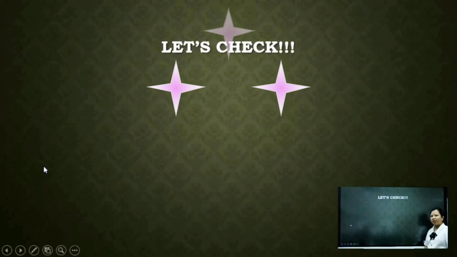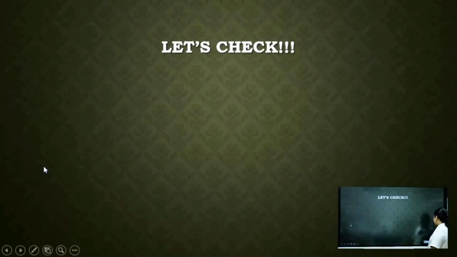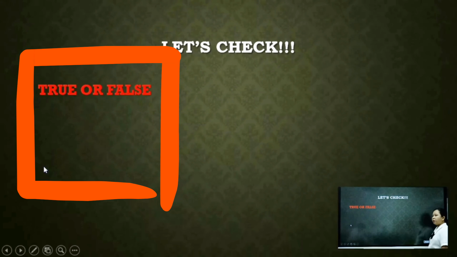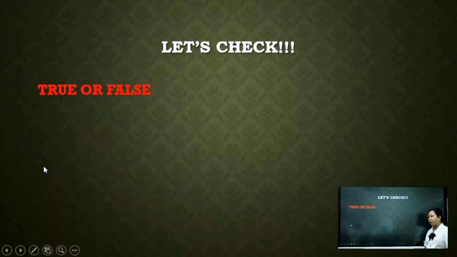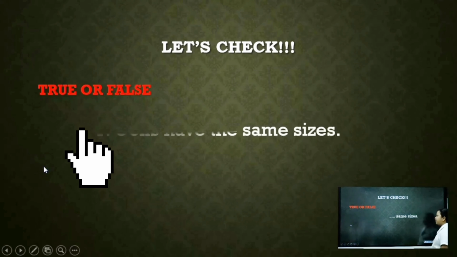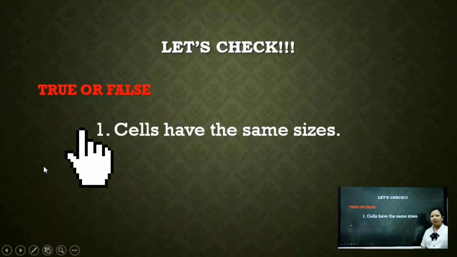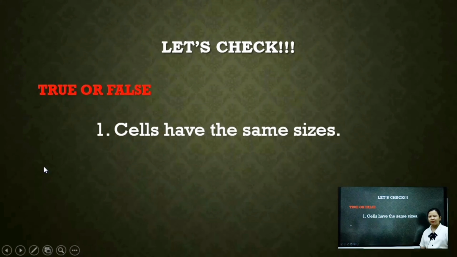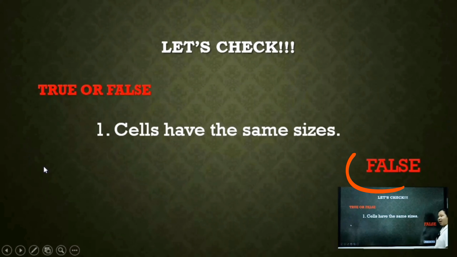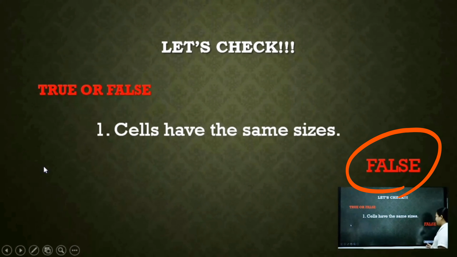Now let's check if you understood the lesson. You're going to answer true or false. So for the first one, cells have the same size. Is it true or false? It's false. Very good. Why? Every cell in our body has different size. They vary in size, especially smaller cells.